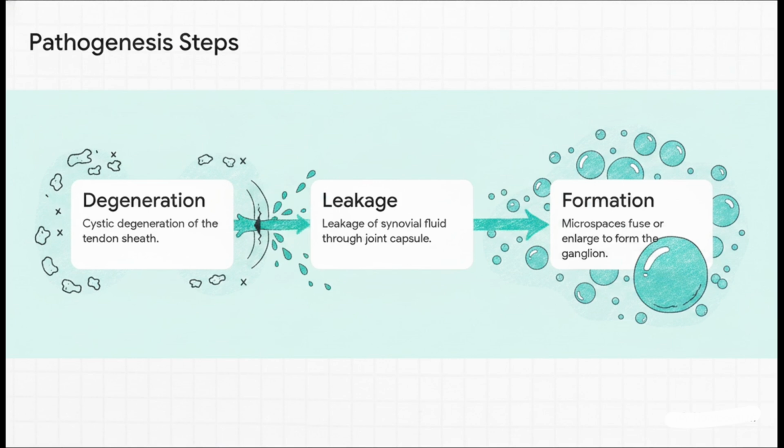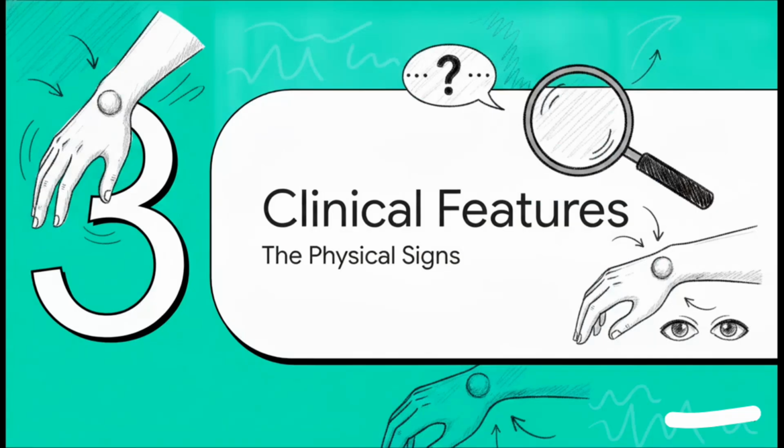That weakening leads directly to Step 2, which is a microscopic leakage of synovial fluid right through the joint capsule. Finally, in Step 3, this leaked fluid forms small islets of microspaces. Over time, these tiny isolated pools simply fuse together or enlarge, giving us the visible ganglion cyst we see on the skin.